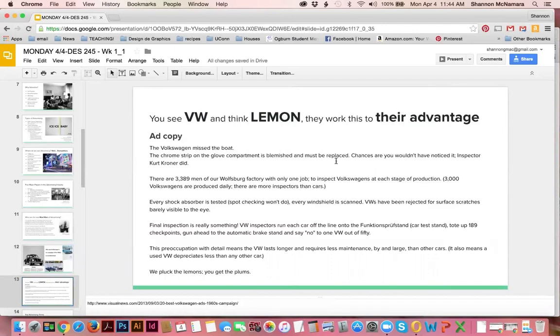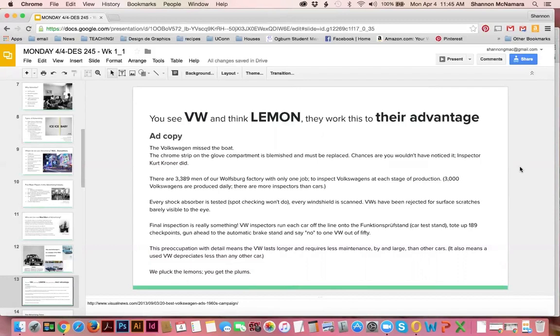So this is the copy. It's kind of hard for you to read, so I'll read it out loud. The Volkswagen missed the boat. The chrome strip on the glove compartment is blemished and must be replaced. Chances are you wouldn't have noticed it. Inspector Kurt Kroner did. There are 3,389 men at our Wolfsburg factory with only one job: to inspect Volkswagens at every stage of production. 3,000 Volkswagens are produced daily. There are more inspectors than cars.